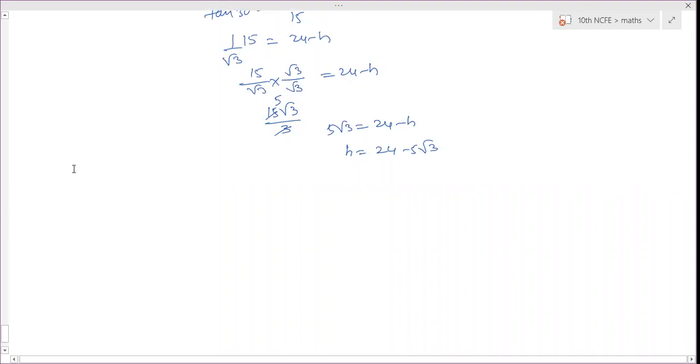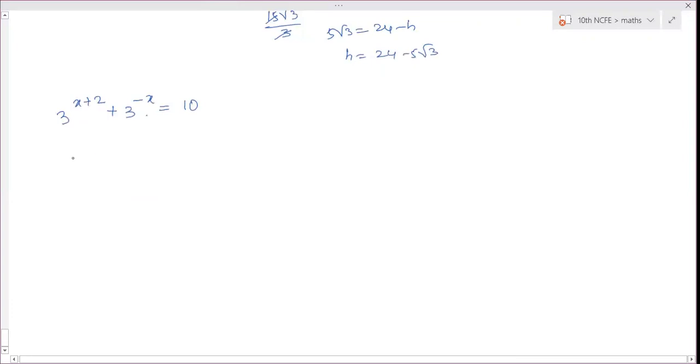Ronak sent me all. So in that, this question: 3 to the power x plus 2 plus 3 to the power minus x is equal to 10. Such kind of questions, how to solve. These are RS Agarwal questions. So these types of questions are there.